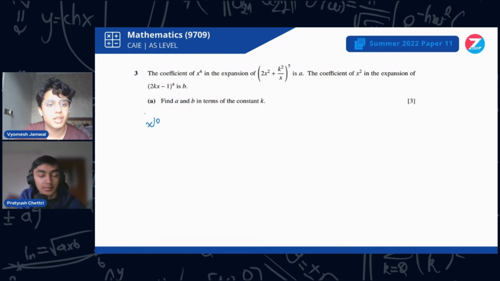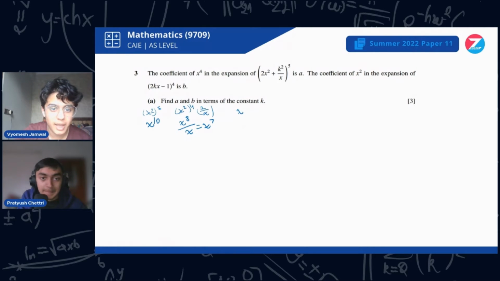Then the next one is going to be 2x squared to the power 4, and then times 1 upon x. So the second term is going to be x to the power 8 minus 1, which is x to the power 7. And then the third term is going to be x to the power 6 times 1 upon x squared.